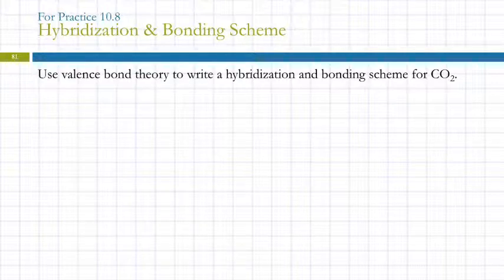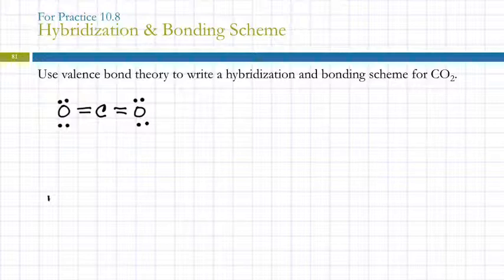Okay, let's do carbon dioxide. So we do want to get through this chapter, so I'm not going to elaborate the Lewis structure for this. But we start with the Lewis structure. The Lewis structure for carbon dioxide looks like this. So how many electron groups? 2. So what's the hybridization? sp. So sp hybridization.